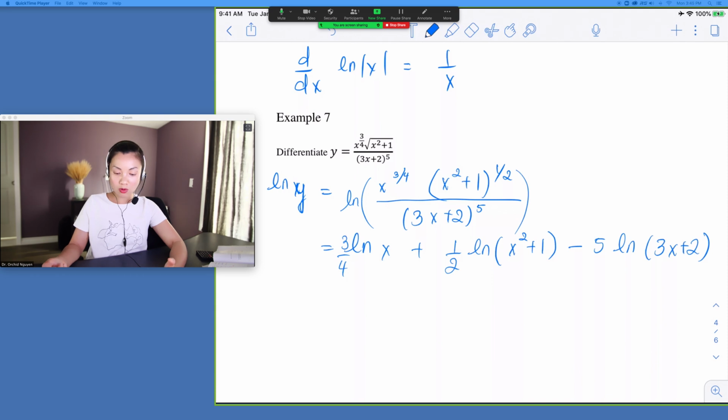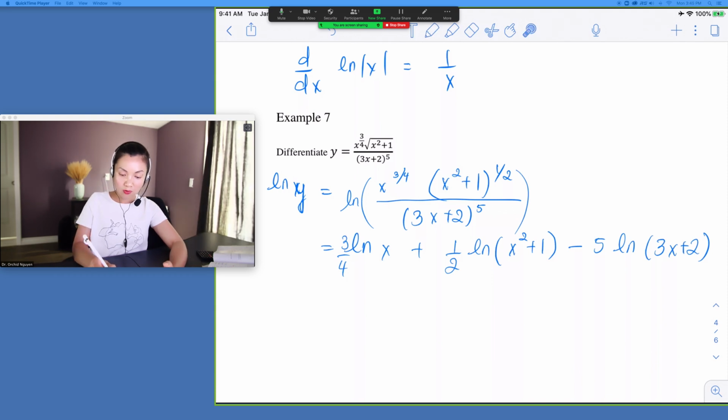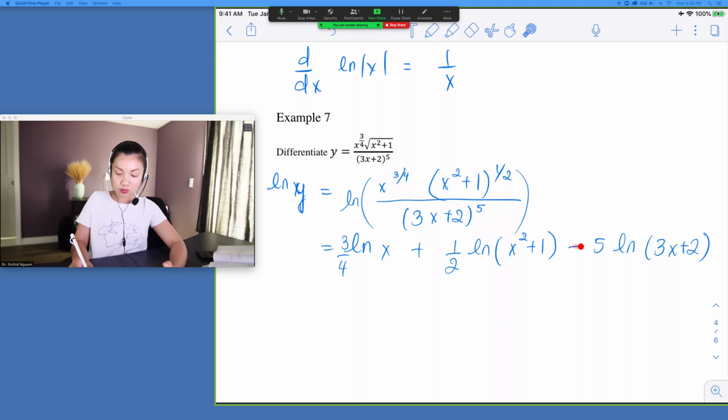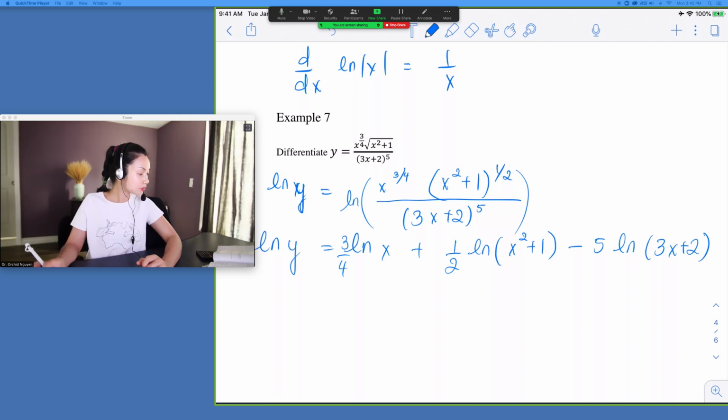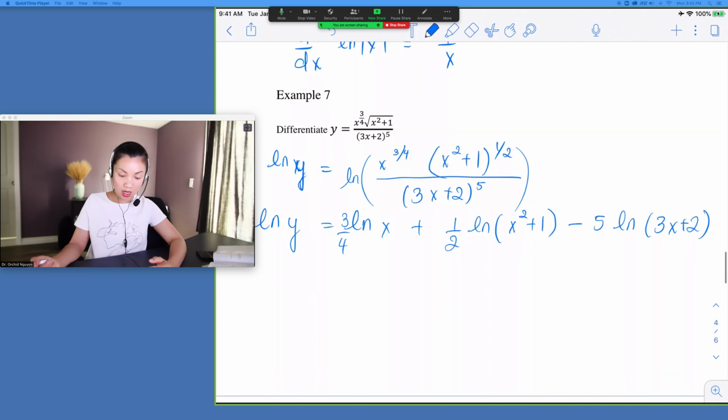So hopefully you remember this. Remember, for the power, we take it to the front. If it's a product, we add. If it's a quotient, we subtract. Okay, so that's how we do it for the law of logs. All right, now we are ready to differentiate.